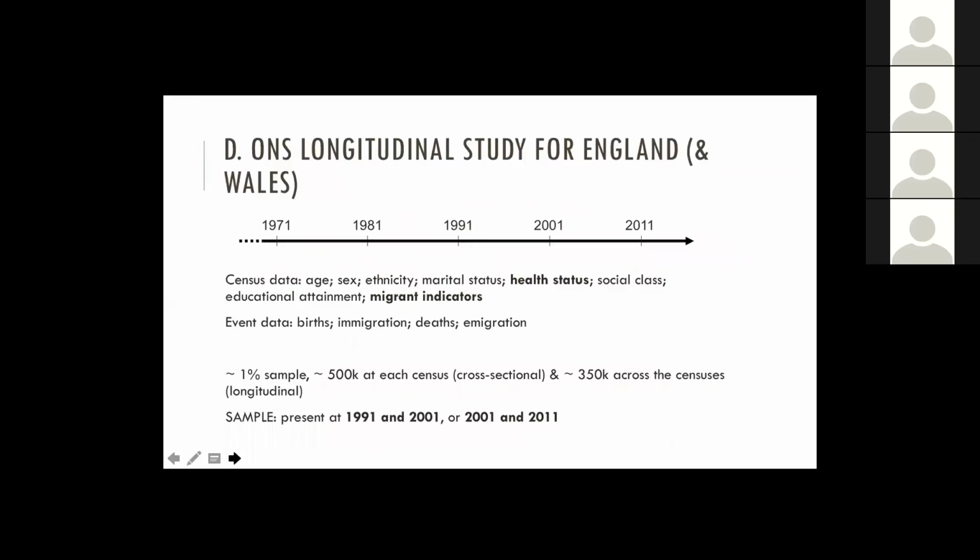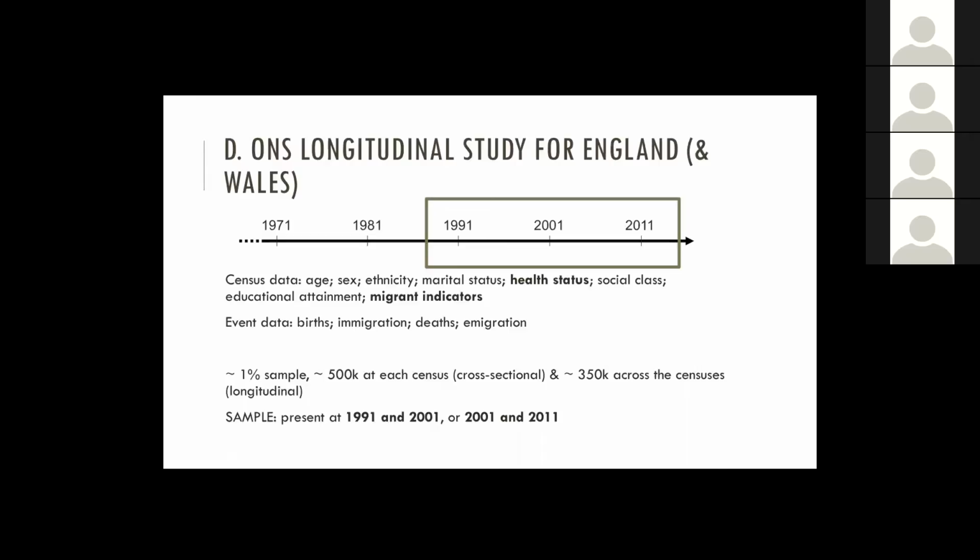So the data that I've used, and Alan already gave a nice introduction to it, was the ONS Longitudinal Study for England and Wales. I've put Wales in brackets there because I was only interested in England, and the key variables I was interested in here are health status and migrant indicators. This is whether or not someone's address is different to 10 years previously. So I'm interested in 1991 to 2011, and my sample reflected people who were either present in 1991 and 2001, or present in 2001 and 2011.